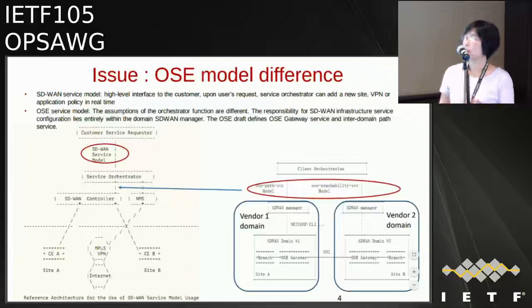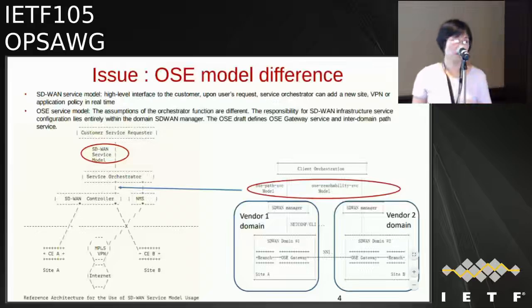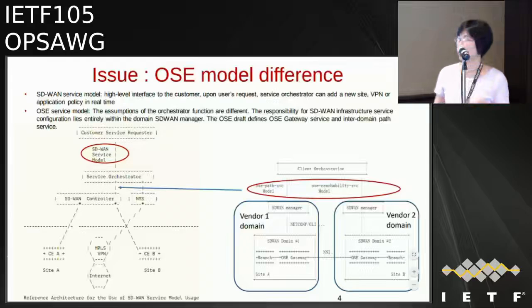That's because across domains, interdomains, they need to make the different domains have the consistent policy. In that way, the SLA can be guaranteed across the domains. So this is a major difference with the OSE draft.